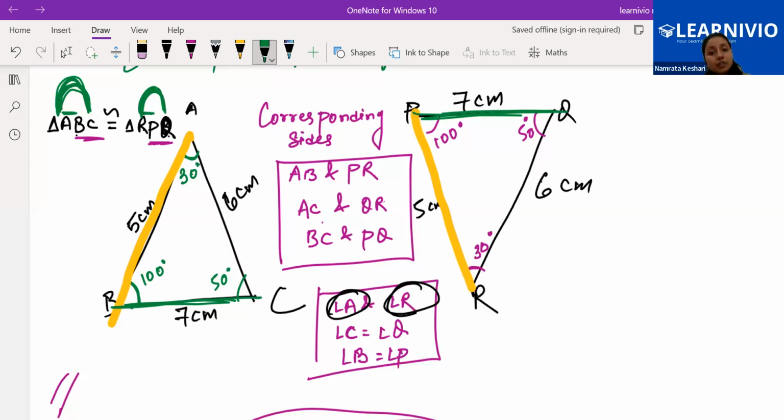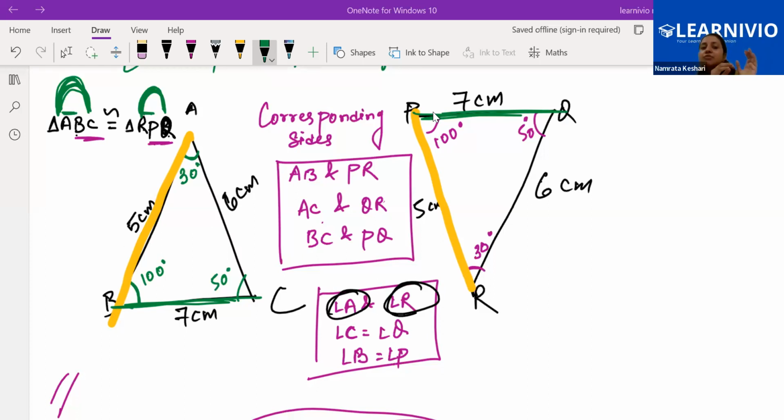What is the meaning of congruency? What are the criteria of congruency? Everything we will be checking like this. However, for now, I'm keeping the discussion this much from here only. I'm going to give you one question for now. Solve it. Because if I elaborate more, there are a few criteria which we will be discussing in the next class.